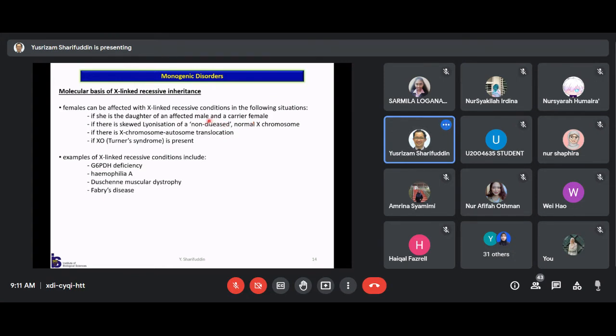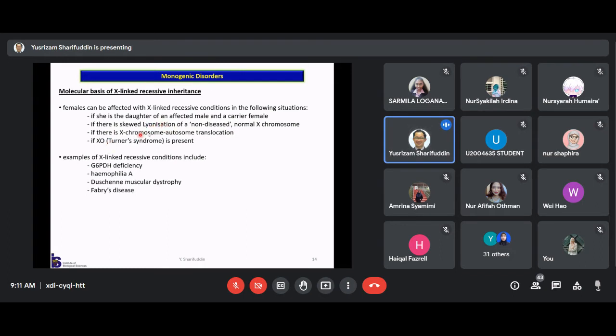that is a problem. Okay, because the affected male will give you one X, and a carrier female will give another X. If there's a skewed lyonization of a non-disease or normal X chromosome, what is lyonization? We covered this before. Is it X inactivation? Yes. Part of the dosage compensation. So remember, we covered this in lecture. We also covered this in one of your clicker quizzes.